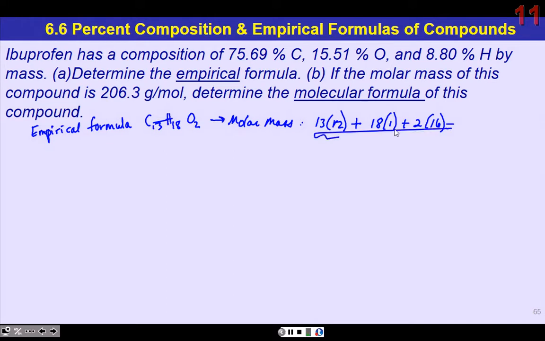13 times 12 is 156, 18, 32. And it all adds up to, well, guess what? It's 206. So the molecular formula has the same molar mass as the empirical formula. The empirical formula is the same as the molecular formula for this particular compound. It's not always true, but in this case it is exactly the same, because the molar mass is not a multiple of the empirical formula. They are the same.